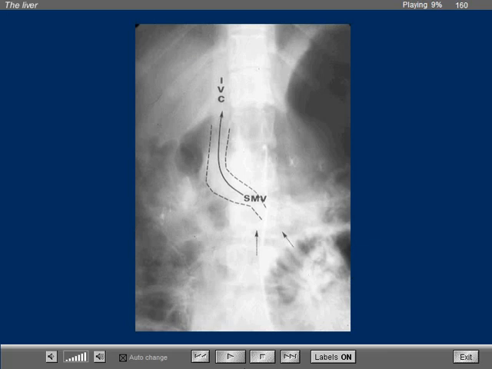A cavamesenteric shunt was performed, and following surgery, injection of the superior mesenteric artery in the venous phase shows the connection of the superior mesenteric vein to the inferior vena cava, showing patency of the shunt. This is one way of treating portal vein thrombosis.